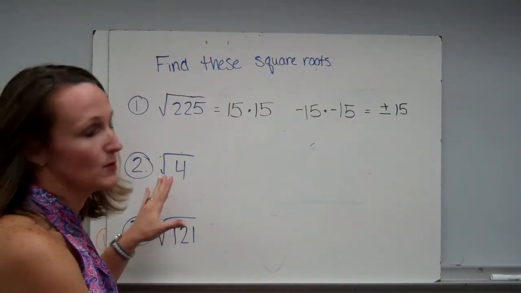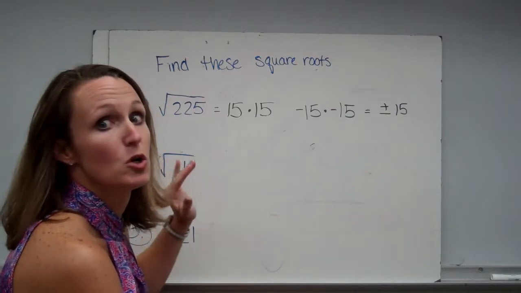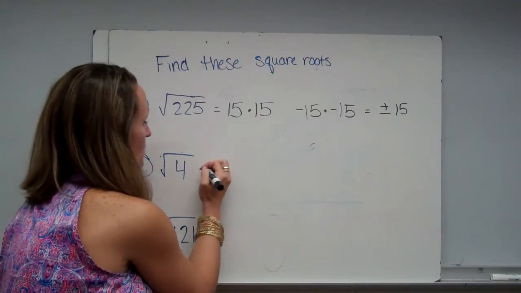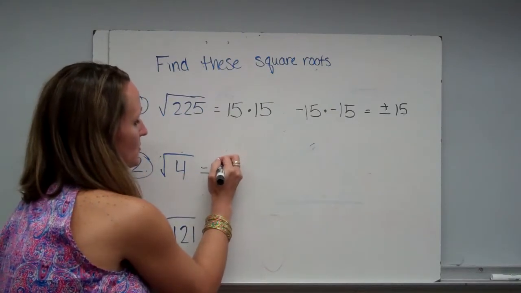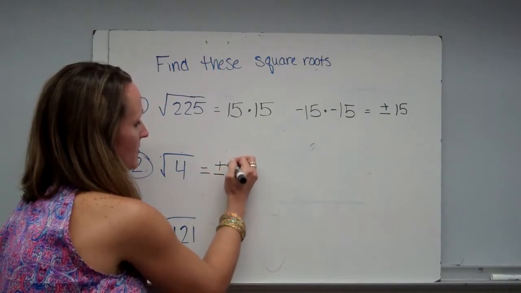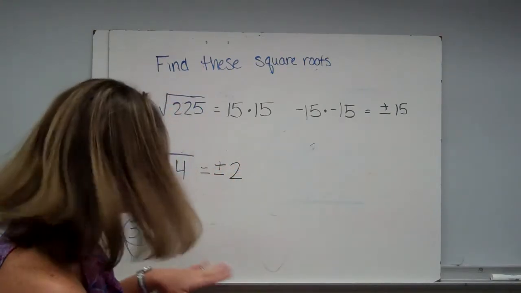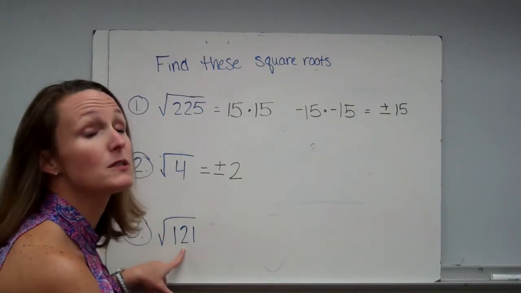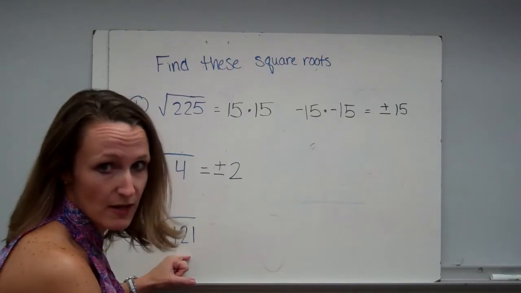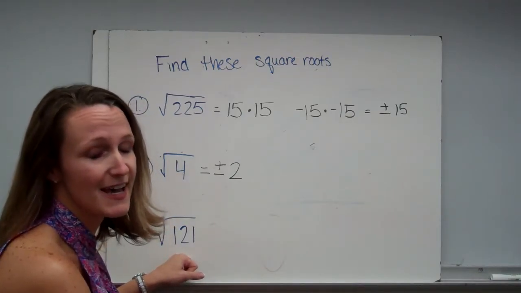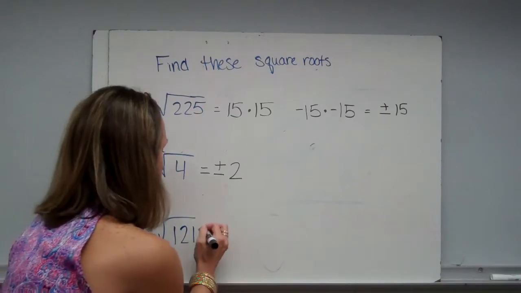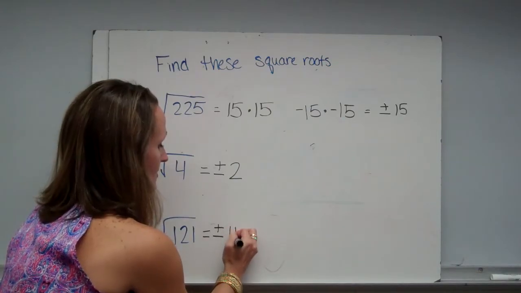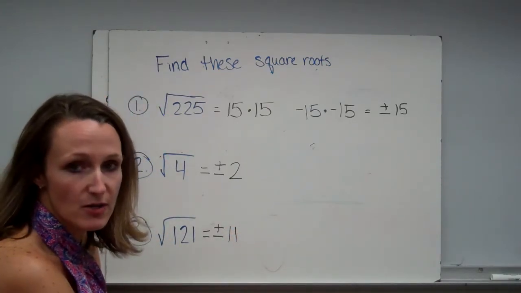What else? This one's an easy one. The square root of 4. 2 squared equals 4. Negative 2 squared equals 4. So we would say that the square root of 4 is equal to positive and negative 2. Okay, what about this last one? Hopefully this is an easy one for you. What times itself equals 121? Well, 11 squared equals 121, which also means that negative 11 squared equals 121. So we would say that positive and negative 11 are the square roots of 121.